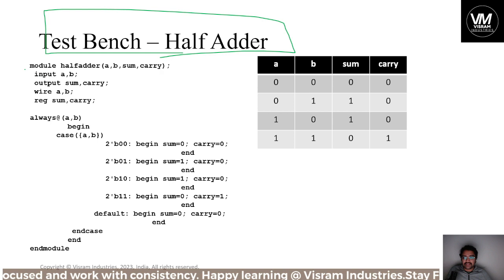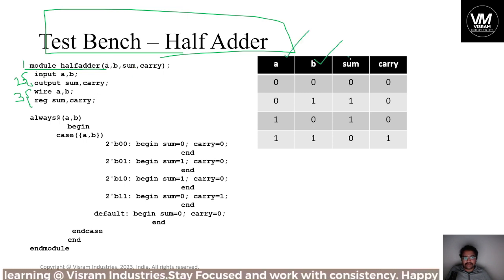In the half adder, you can see module half adder. You mention the half adder module, then inputs and outputs as the second part, and wire and reg as the third part. For a half adder circuit, you have two inputs and two outputs, sum and carry. This is just a half adder. You can have a full adder as well, implemented with two half adders. If someone wants to do it, just do it and let me know. And wire and register, sum and carry.